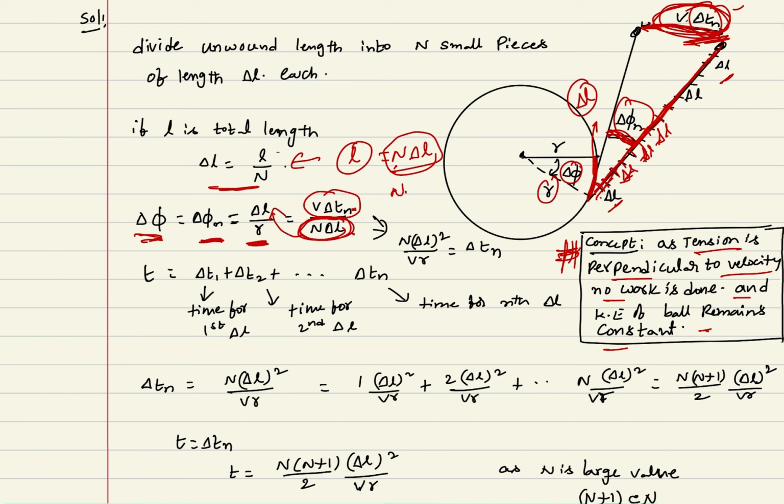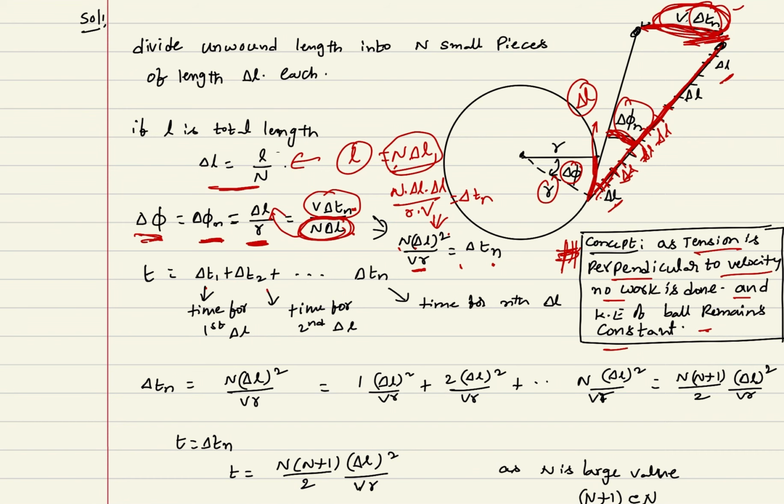So you bring this to this side. We can write it as n into delta L into delta L, whole divided by r into v, is equal to delta theta n. So I have written the same relation here: n into delta L square divided by v into r is equal to delta theta n.